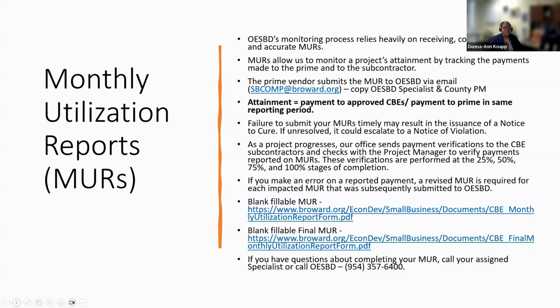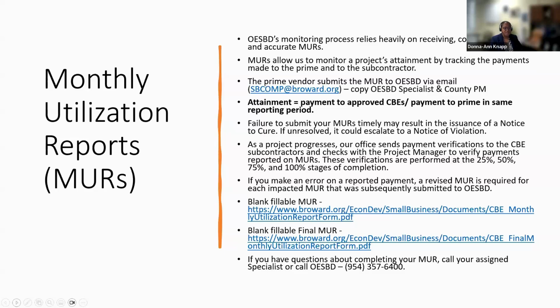We do payment verifications with the MURs that you send to us. So we trust, but we verify. Typically, it's around the 25, 50, 75%, and then at contract closeout. If there is an issue, a dispute, a concern, we will do a spot check in between. So don't just hold us to the 25, 50, 75 in completion. We can do it in between as well.